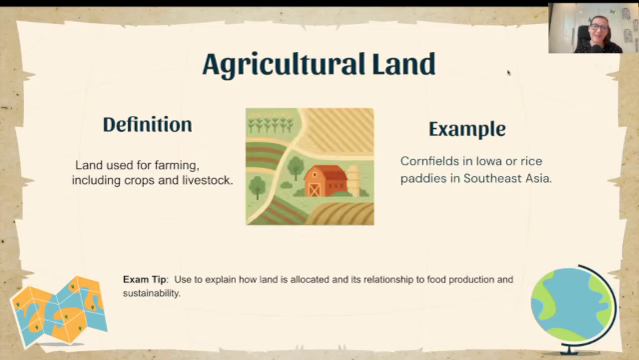Agricultural land. The definition is land used for farming, including crops and livestock. For example, cornfields in Iowa or rice paddies in Southeast Asia. Exam tip: use this to explain how land is allocated and its relationship to food production and sustainability.